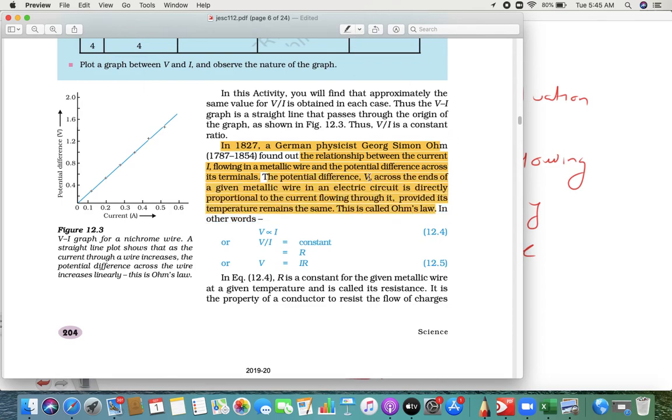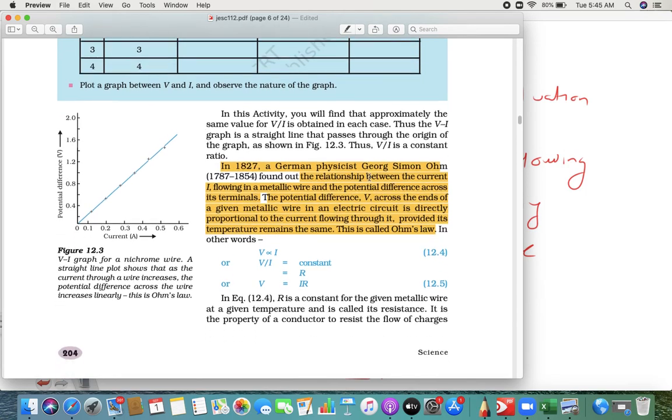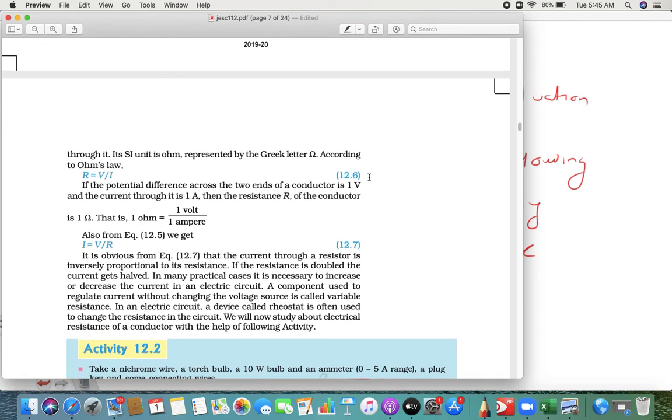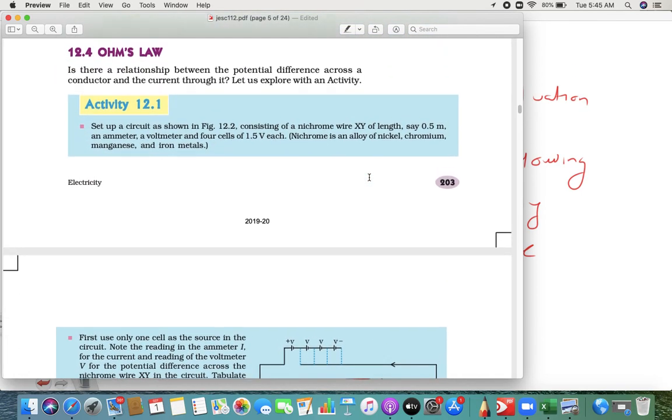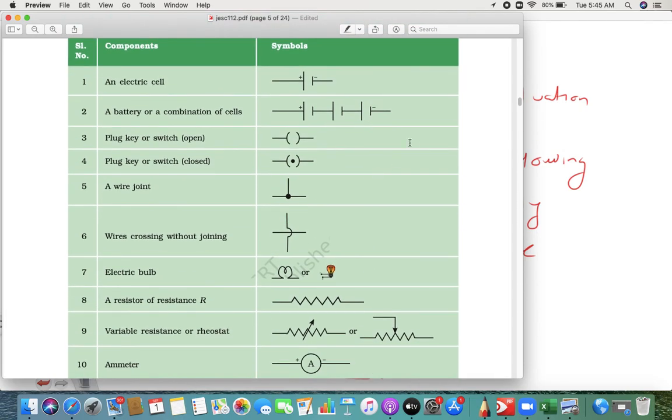So that's it for the day. Read this Ohm's law, very important. V is equal to IR, and I'm going to introduce what exactly the other thing is. Fine. So please understand these symbols and this Ohm's law.